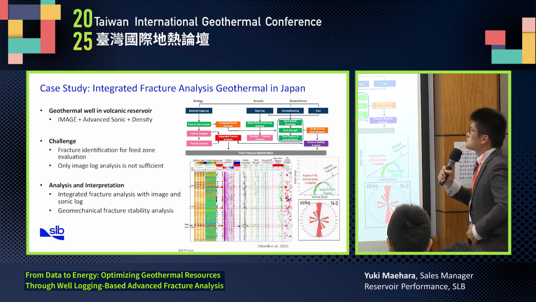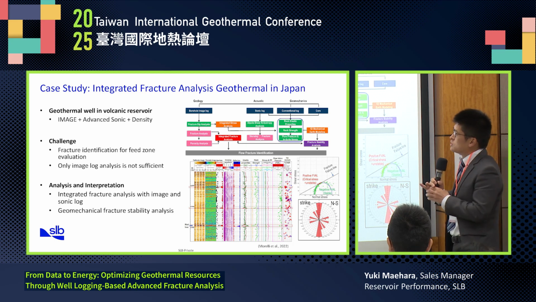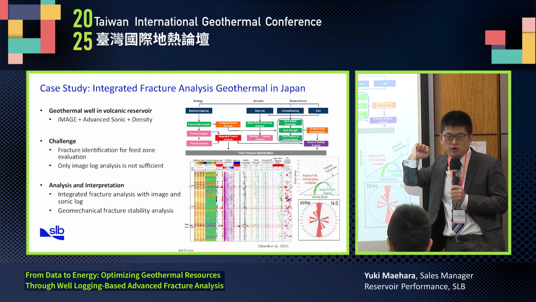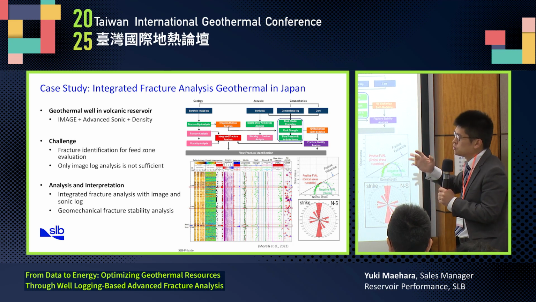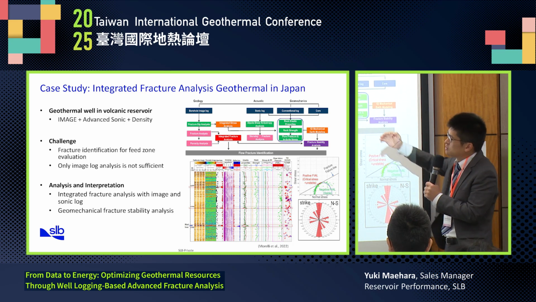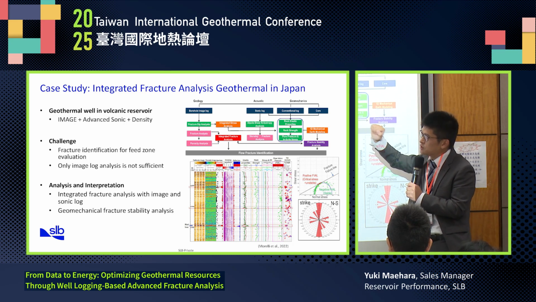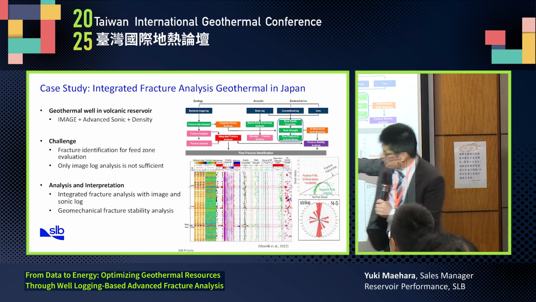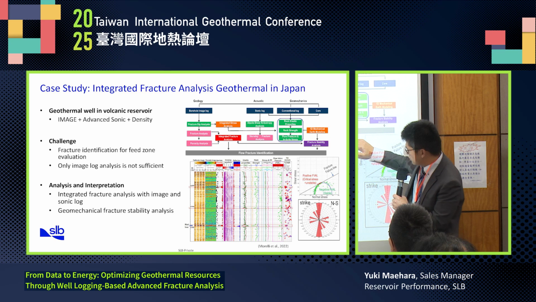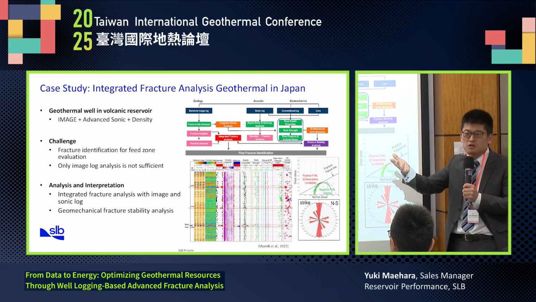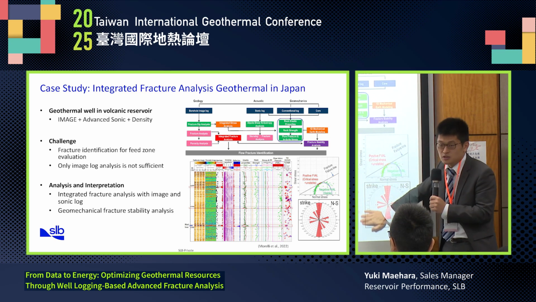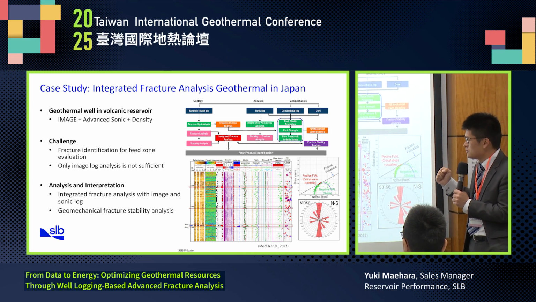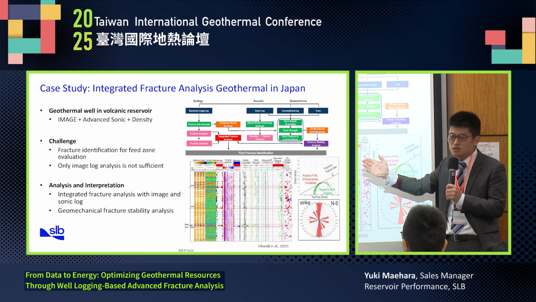And this is one of the case studies from Japan. So this is a hydrothermal geothermal exploration well. The depth is around 2 to 3 kilometers. And we take borehole image log and advanced sonic log and density. And we analyze fracture picking from image log. And then you have a borehole geologist who could give a lot of fractures. Oh, where is the fracture that is permeable? She doesn't know, right?